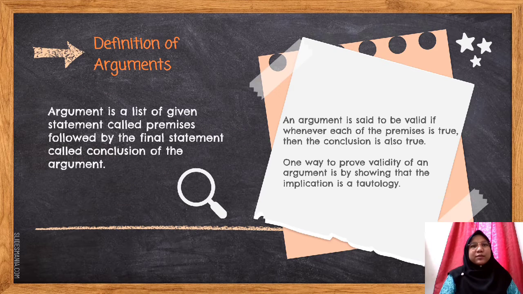Next, I will explain about arguments. Definition of arguments. An argument is a list of given statements called premises followed by the final statement called the conclusion of the argument. An argument is said to be valid if whenever each of the premises is true, then the conclusion is also true. One way to prove validity of an argument is by showing that the implication is a tautology.